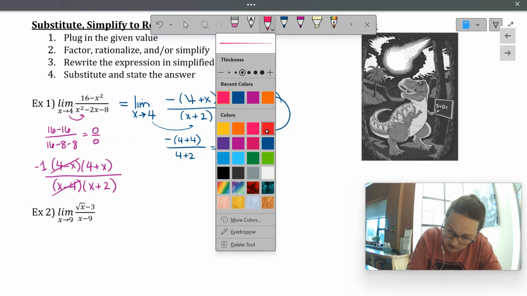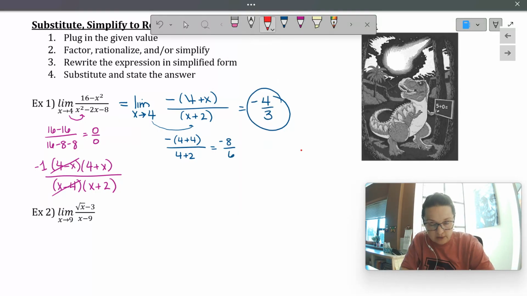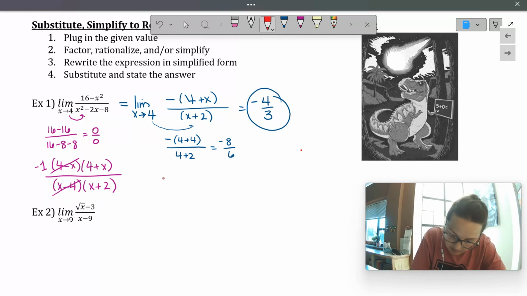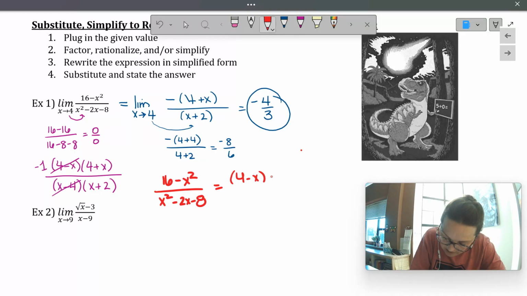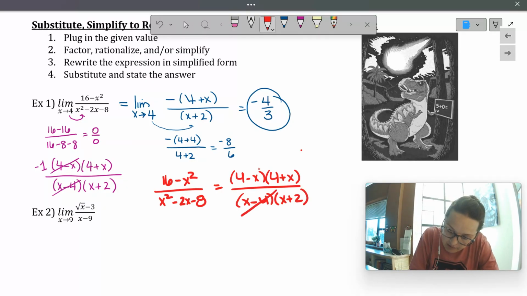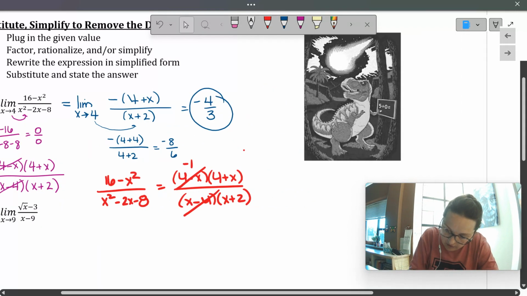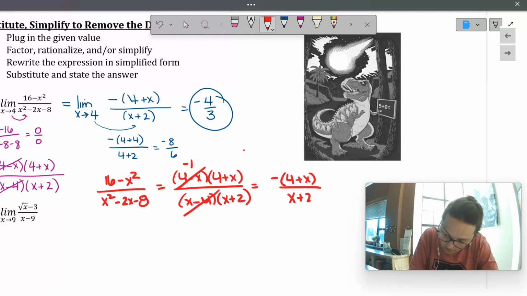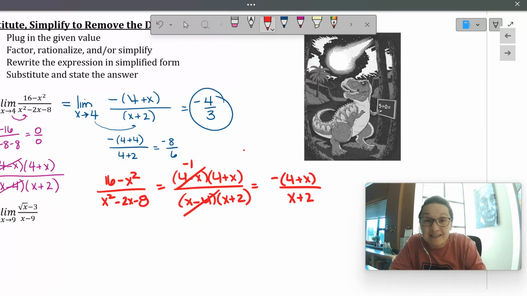I am going to write some stuff down here in red. I do not want you to write it down. One of the things I'll see a lot of people do is they'll say 16 minus x squared over x squared minus 2x minus 8 is equal to 4 minus x times 4 plus x over x minus 4 times x plus 2, and that's correct. But then people come in here, cancel that, put a -1, and say that that is then equal to negative 4 plus x over x plus 2, and that's not correct.